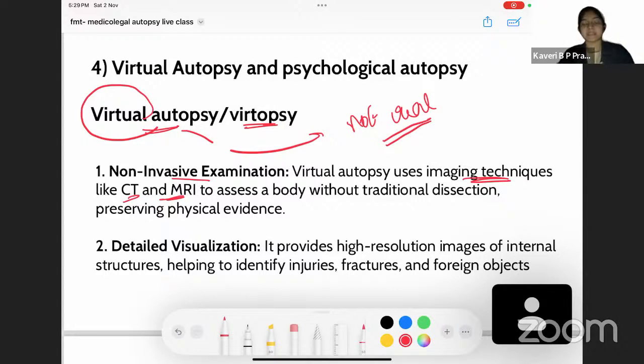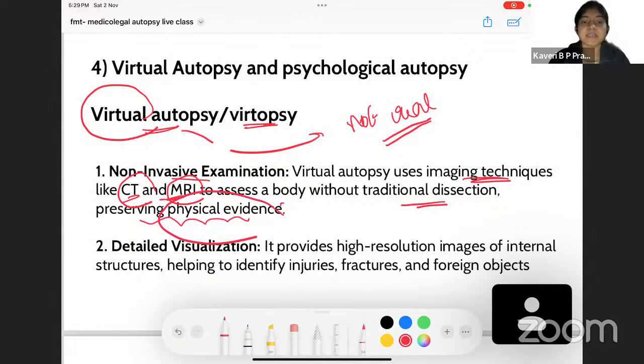So, you use scanning, like CT or MRI, and you try to find out what caused death. Traditionally, people would cut open the body. Here, you're not cutting open the body. Just by using a CT or MRI, you're trying to find out the cause of death. Also, it gives you physical evidence that can be preserved.